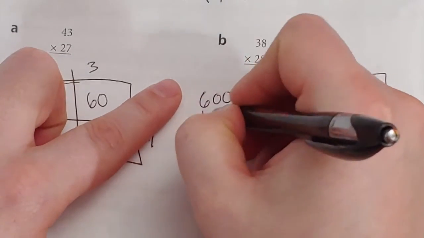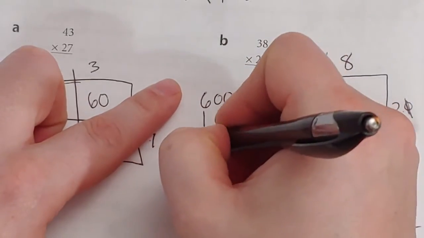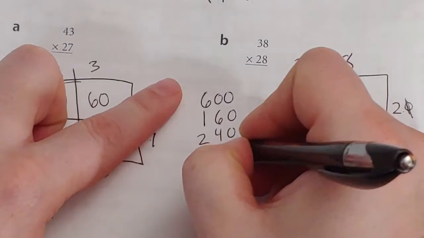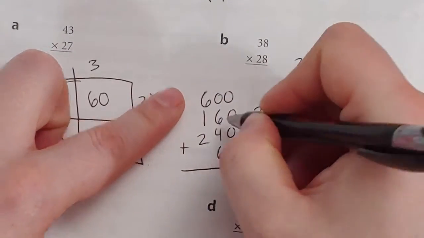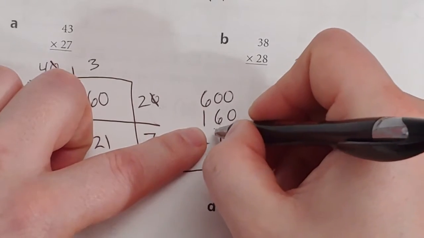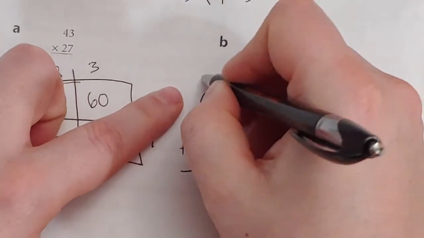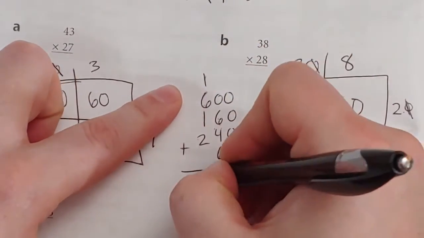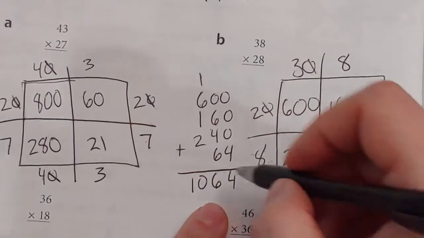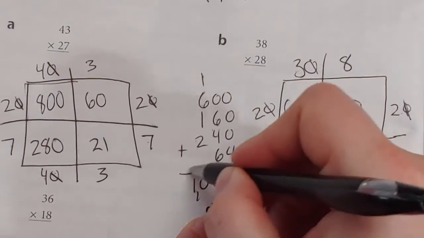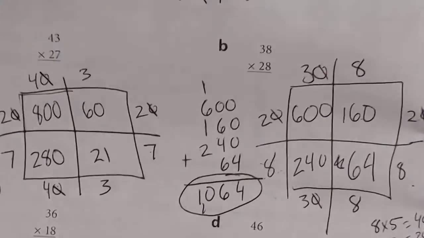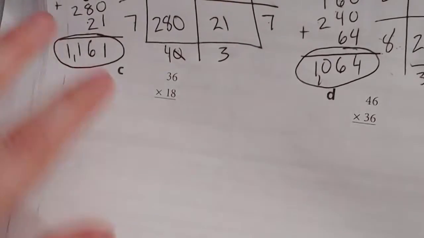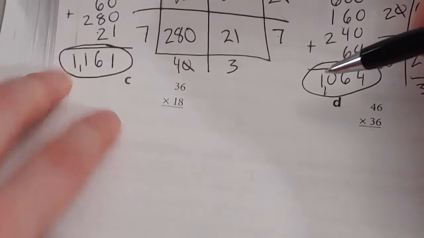600, 160, 240, 64. 6 and 6 is 12, 13, 14, 15, 16, 6, 7, 8, 9, 10. 1,064. All right, and scooch it down.